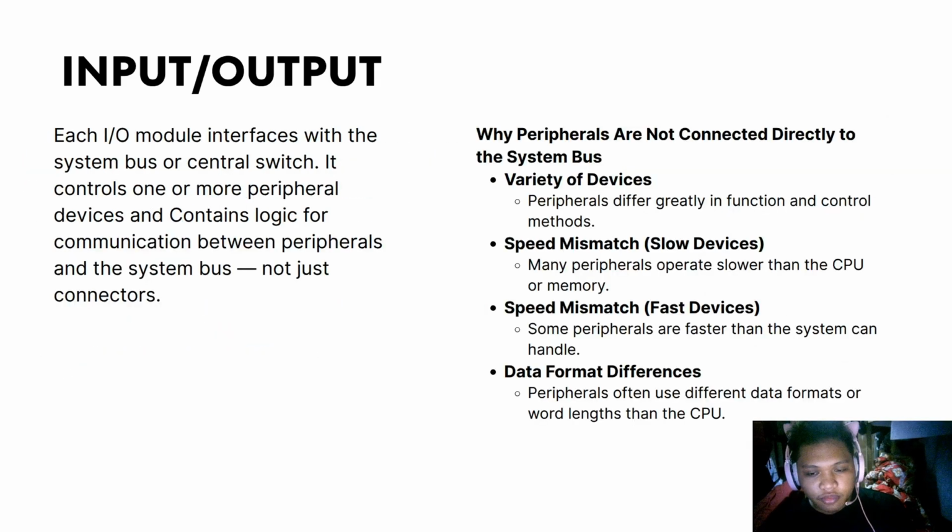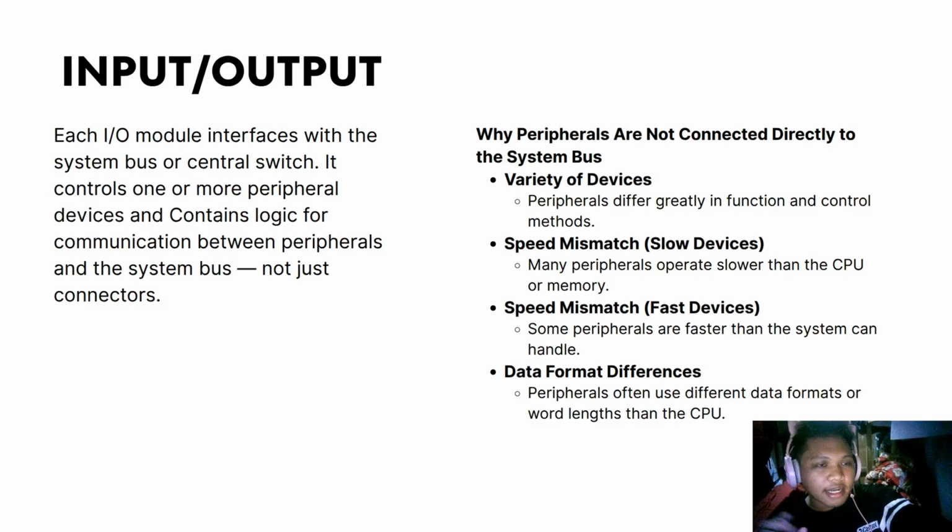So our input-output is called module interfaces, and each IO module interface has a system bus or central switch. It controls one or more peripheral devices and contains logic for communication between peripherals and the system bus, not just connectors. So here are the reasons why peripherals are not connected directly to the system bus or to our computer, no.